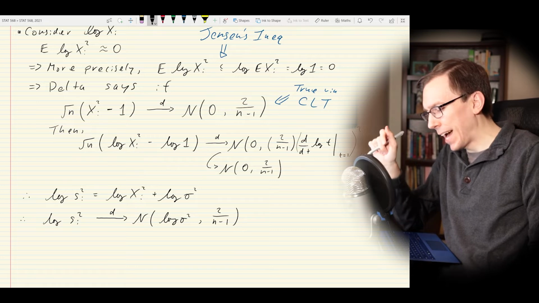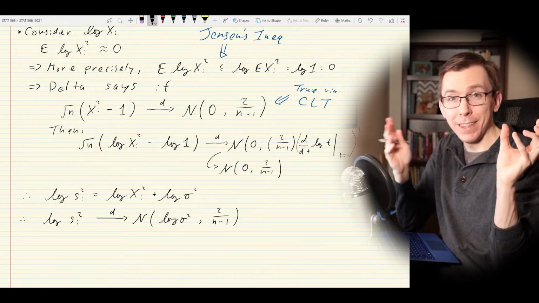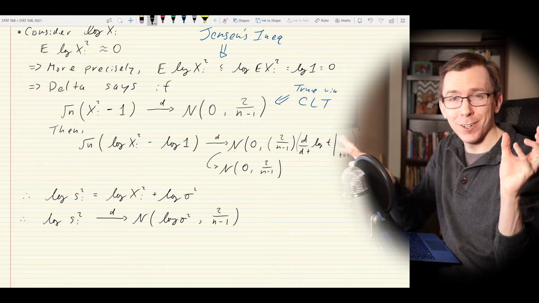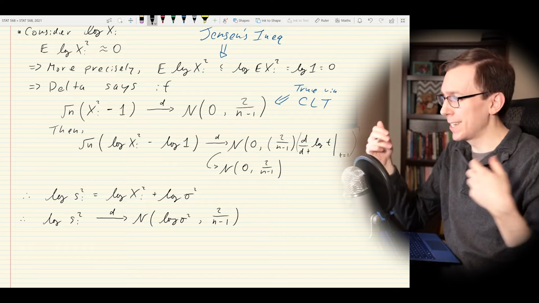So now what we have is a normal distribution. The mean is in terms of sigma squared. The variance has nothing to do with sigma squared. And that's great because we can use that to now do a statistical test.